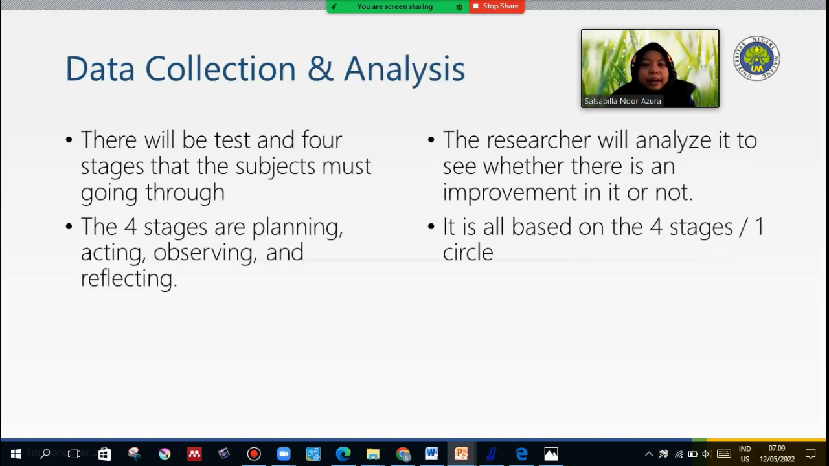Data collection and analysis. There will be tasks and 4 stages that the subjects must go through. The 4 stages are planning, acting, observing, and reflecting. The researcher will analyze it to see whether there is an improvement or not. It's all based on the 4 stages or one circle.